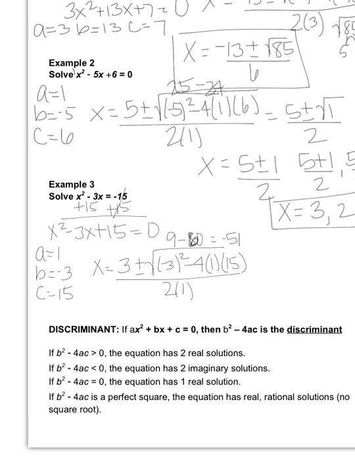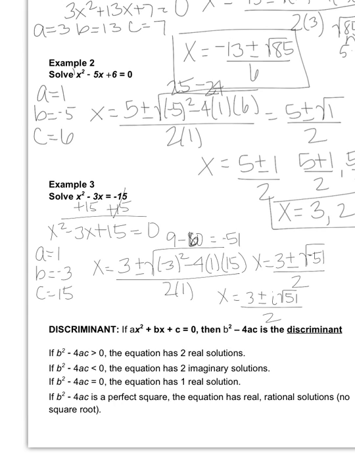Okay, so I'm rewriting that. That's x equals 3 plus and minus the square root of negative 51 over 2. We've already talked about when we get a negative under the radical, that's imaginary. So we're going to bring that negative on the outside and make it an i. And then we have the square root of positive 51.